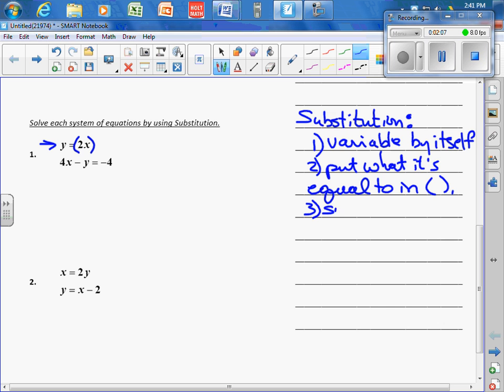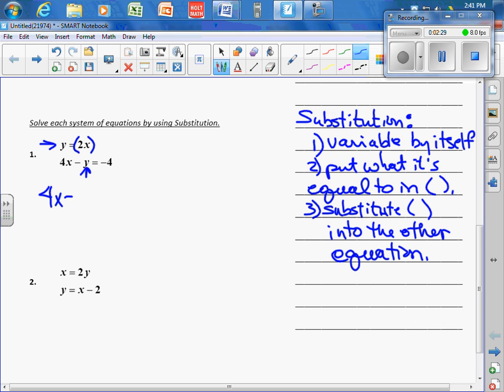Number three, substitute that parentheses into the other equation. So we're going to put this 2x in for this y right here. So I'm going to have 4x minus 2x equals negative 4. Solve the equation. 2x equals negative 4, x equals negative 2. Are we done? No, because we haven't found the point yet.